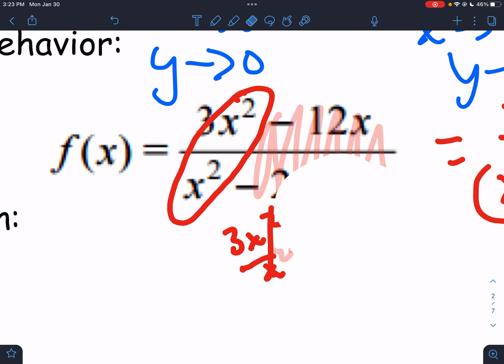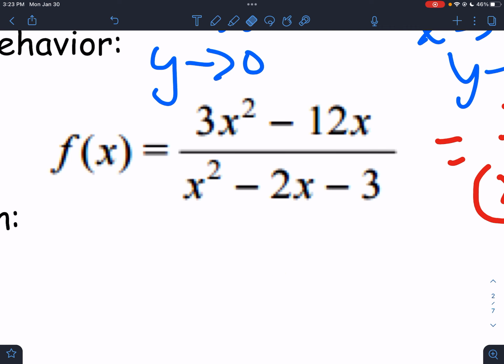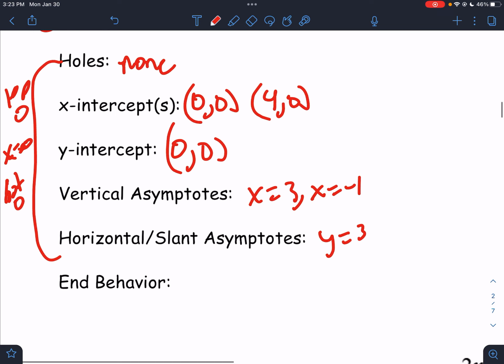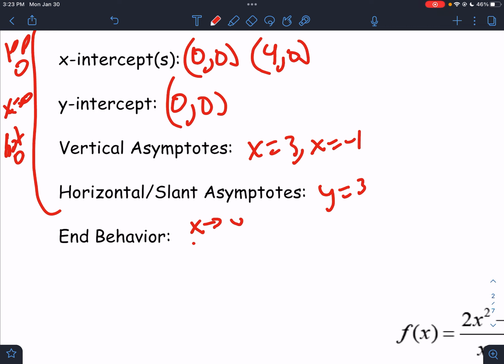So the leading coefficients determine the asymptote here. That's just going to be y equals 3. So we have a horizontal asymptote at y equals 3. So the end behavior, as x goes to the right, y is going to go to 3. As x goes to the left, y is going to go to 3.